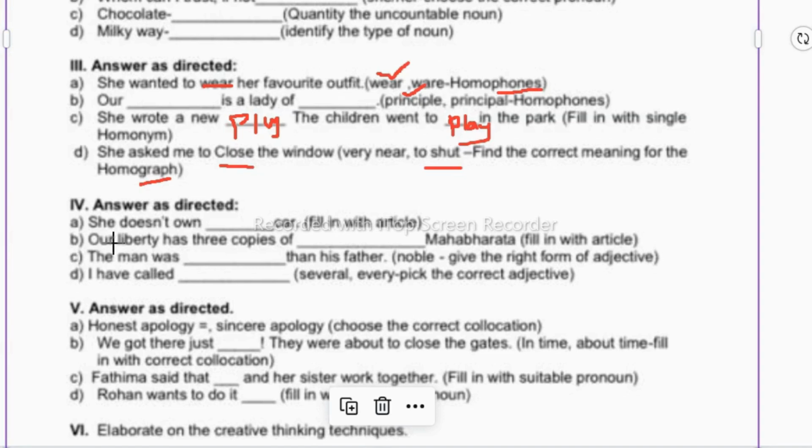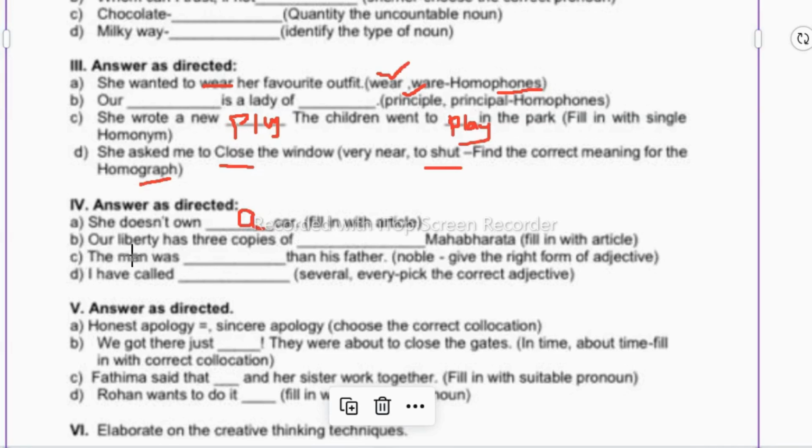Next one, fourth bit, again answer as directed. She doesn't own dash, fill in the blanks. Now here we are talking about a particular car or a general car. Here we are talking about a normal car. That's why we are using article A here. If we were talking about a specific brand of car, then we would need to add the, because that would be a particular car like Lamborghini and all. But here we are talking about a general car. That's why we are writing A.